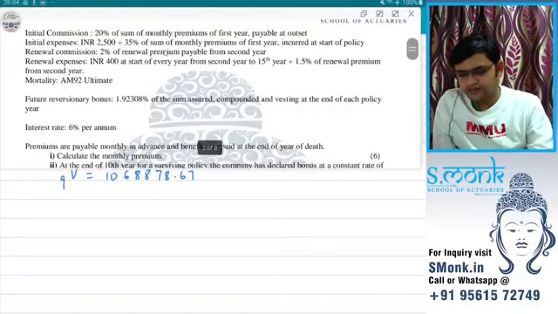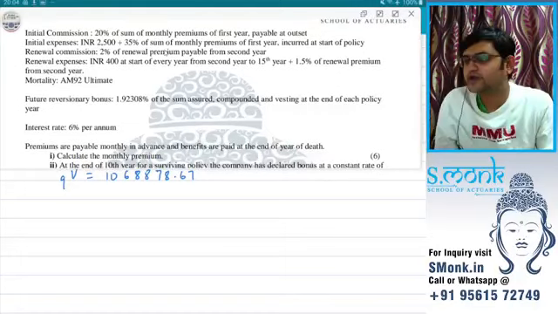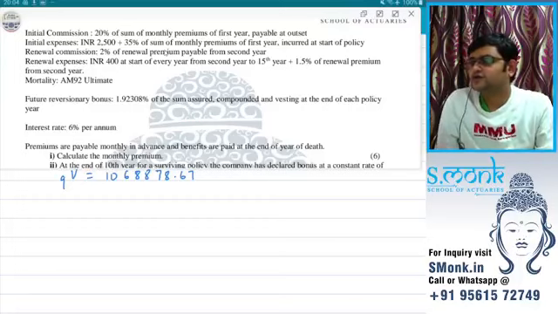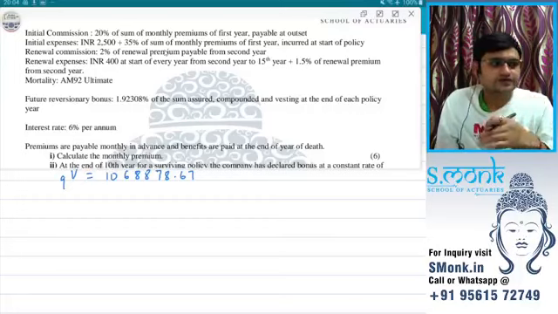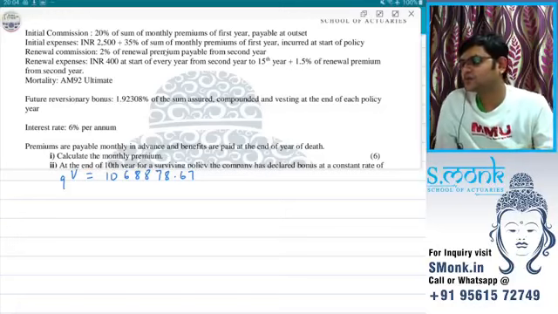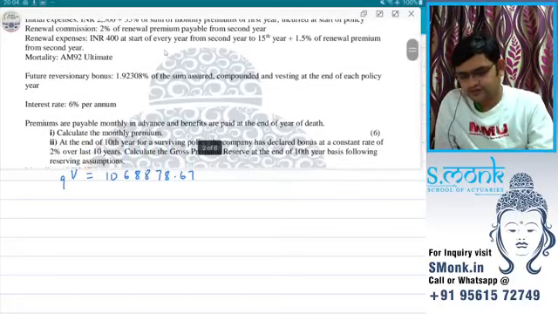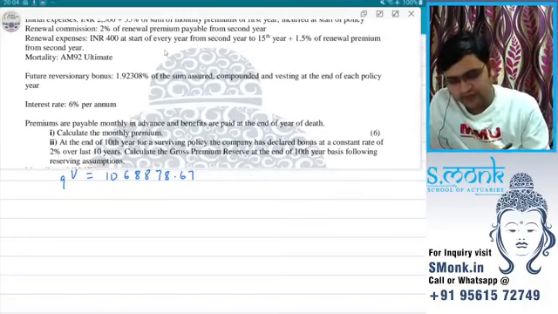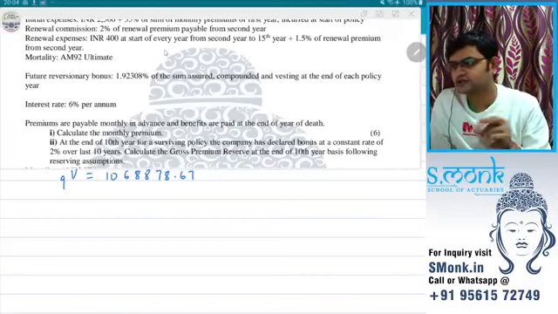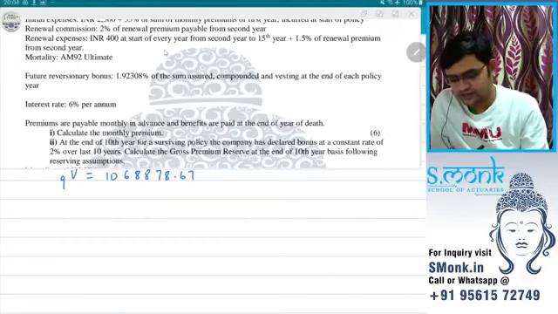And then they are saying future reversionary bonus 1.92308, so it will make our 6% into 4%. Okay, and interest rate 6%. Premiums are payable monthly in advance, and the benefit is paid at the end of the year of death, not immediately. So here they have specified at the end of the year of death.